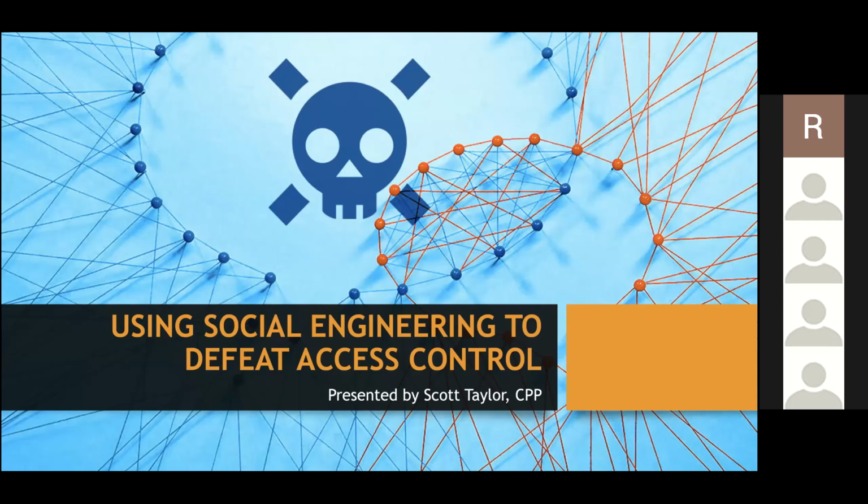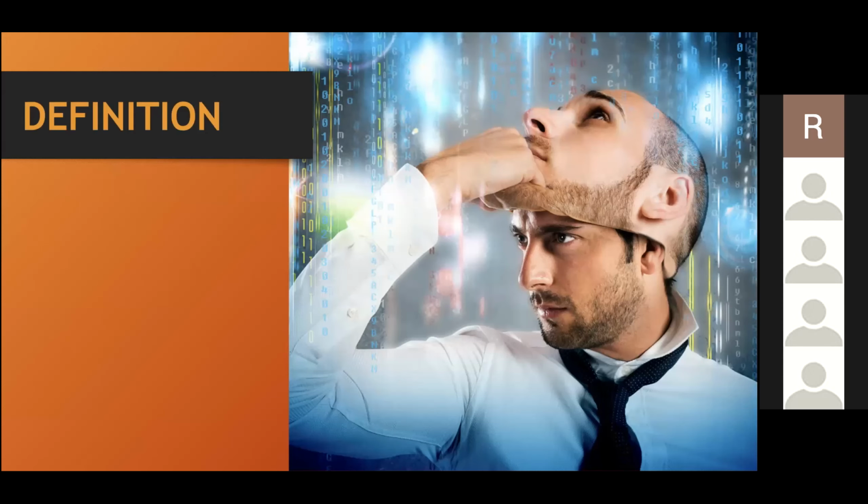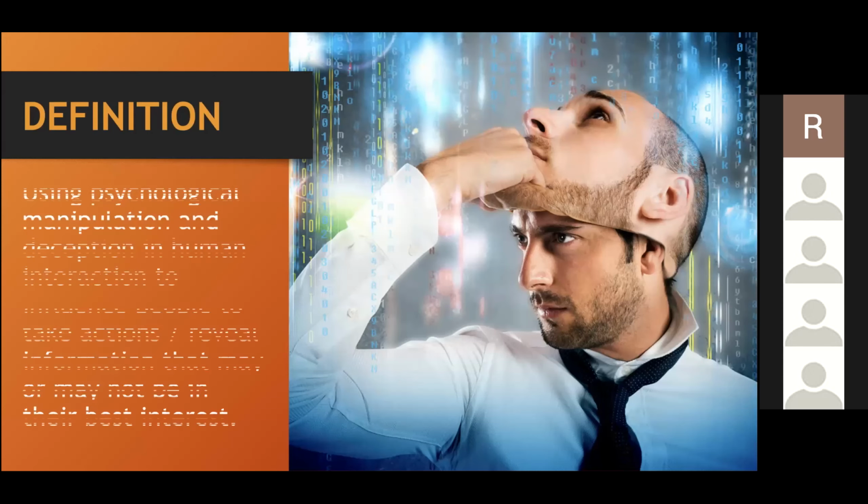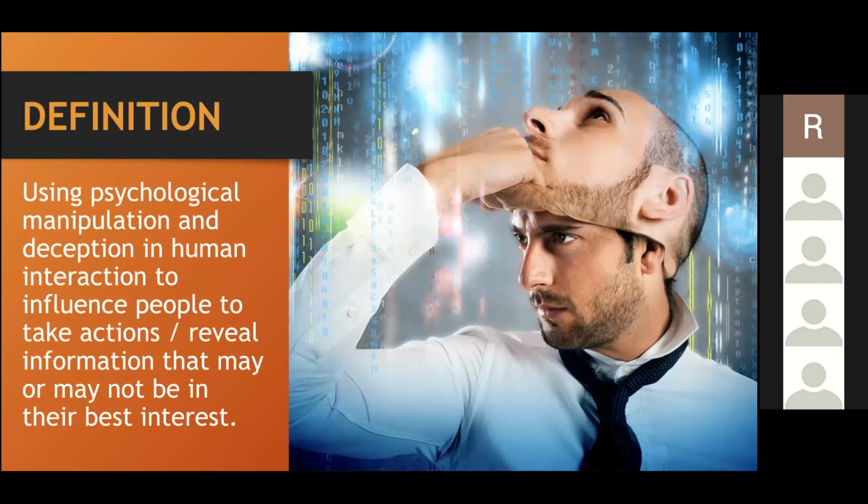So the element we're going to step through is, in essence, the identification of different behavioural traits and the use of influence and a range of other things to overcome different security procedures in place and layers of security. Social engineering at its base, as you can see, uses psychological manipulation and deception in interaction to influence people to take actions and reveal information that may or may not be in their best interests.